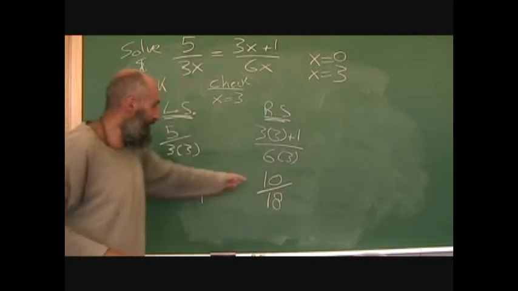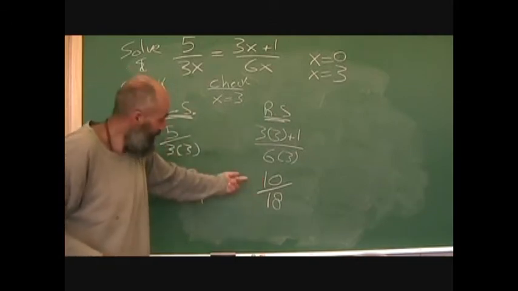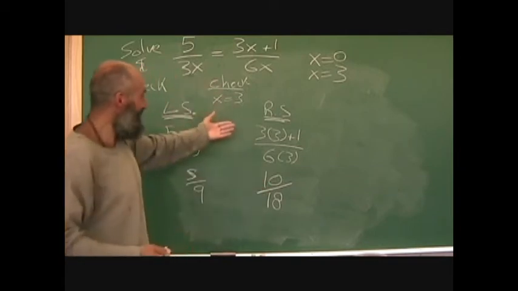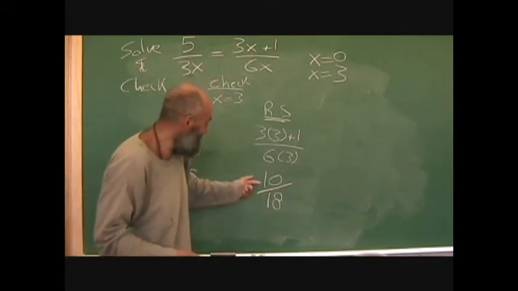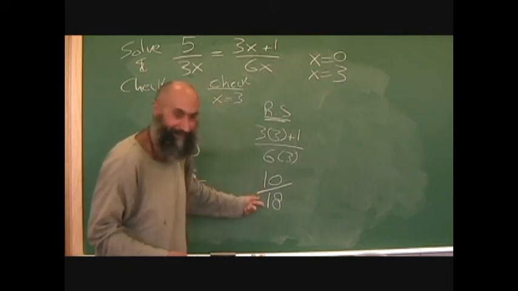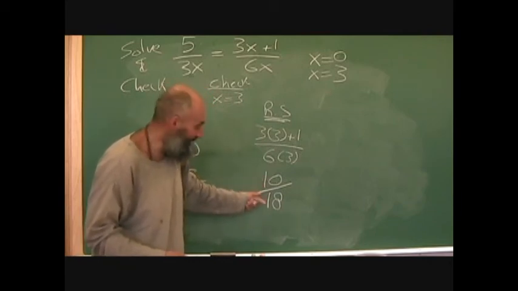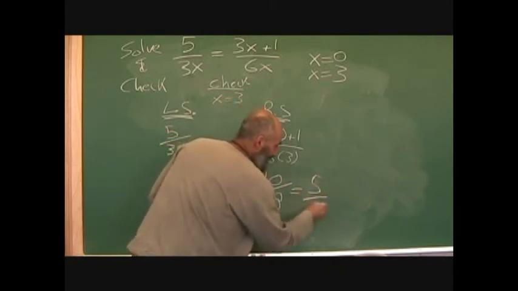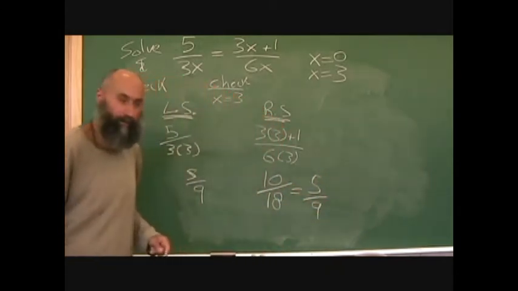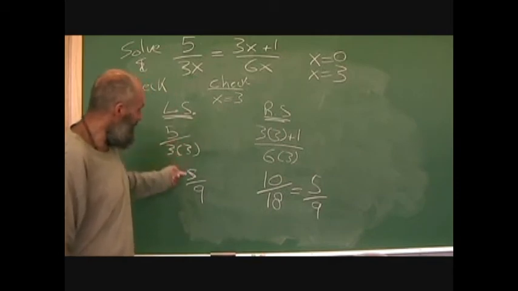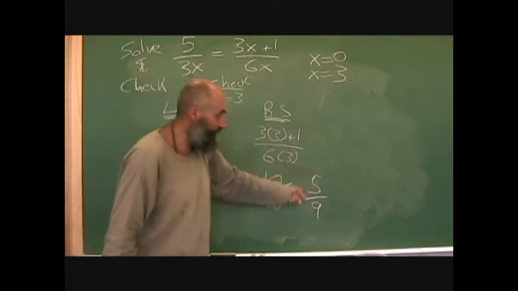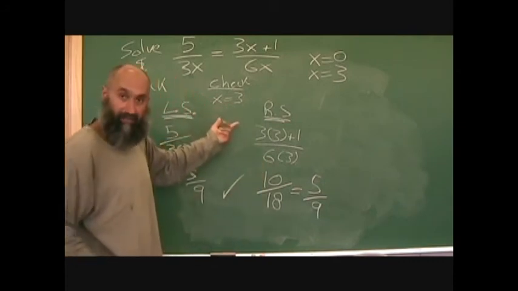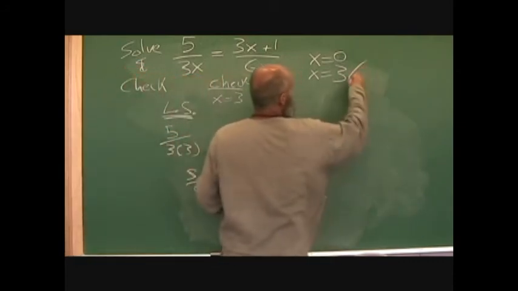Now, 5 over 9, is that equal to 10 over 18? Well, yeah, it is. If we've come this far, we shouldn't have to go through simplifying this, right? But 2 goes both into 10 and 18. So 10 over 18 is 5 over 9. Okay? And the left side of the equation is 5 over 9. The right side of the equation is 5 over 9. And this works out. So x is equal to 3 is a solution. So you put a little check mark here, so that works.